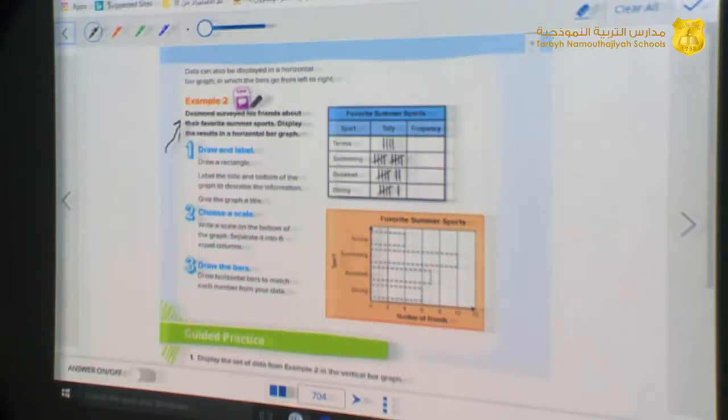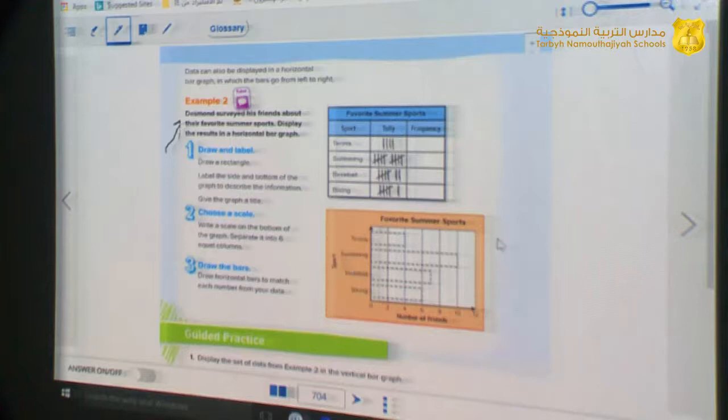Desmond surveyed his friends about their favorite summer sport. We want to display the result in a horizontal bar graph. What is a horizontal bar graph? We draw a rectangle also, label the side and the bottom of the graph to describe the information, and give the graph a title also. Now we will write the scale on the bottom, like that. Separate it into 6 equal columns.